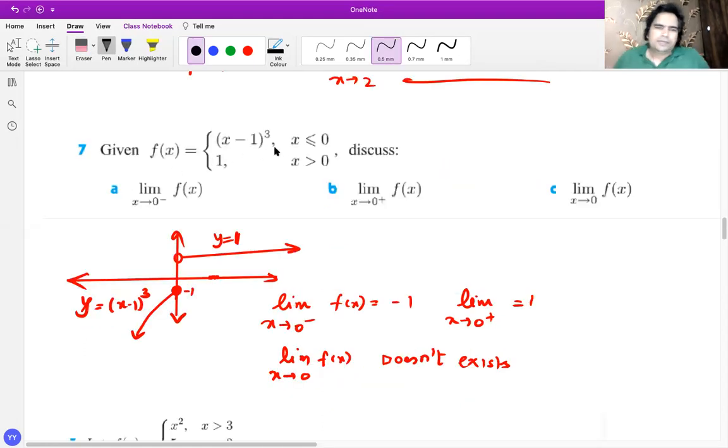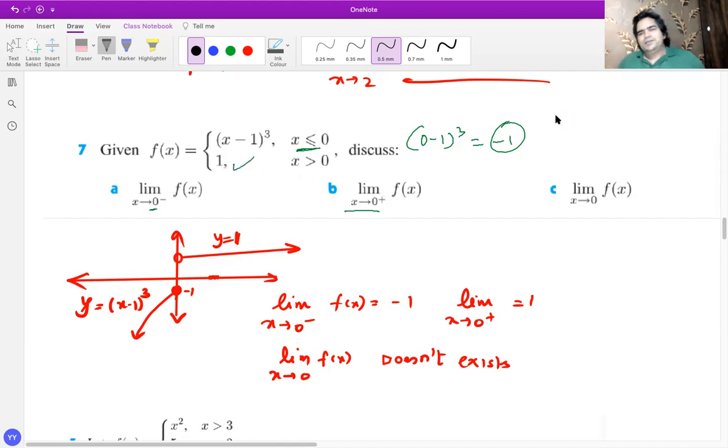In this question, what we have is a hybrid function, which is x minus 1 the whole cube, and y equals 1, which is valid for different x values. Now, when you're asked to calculate limit x tending to 0 negative, which means when x is slightly lower than 0, I'm going to use this function, which is nothing but 0 minus 1 the whole cube, which is negative 1.